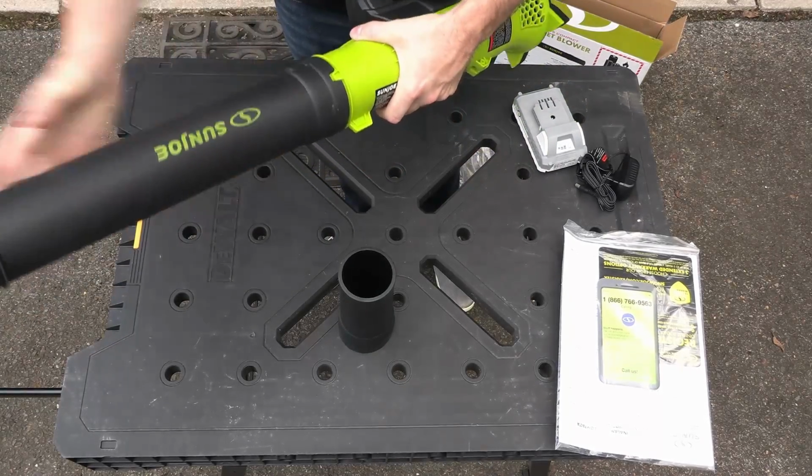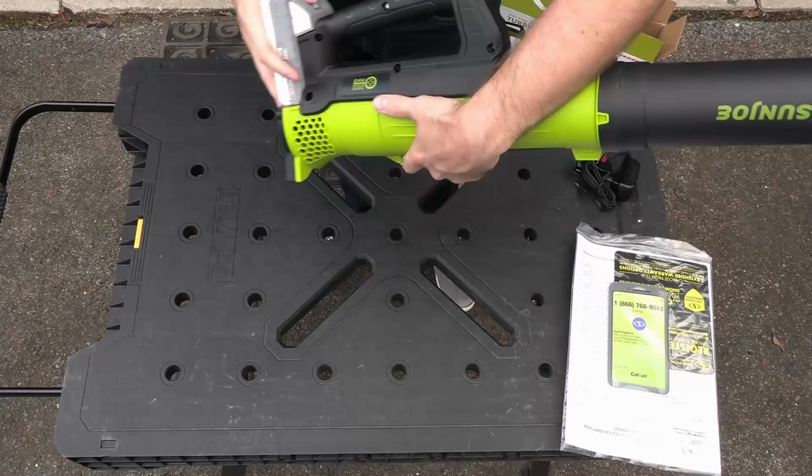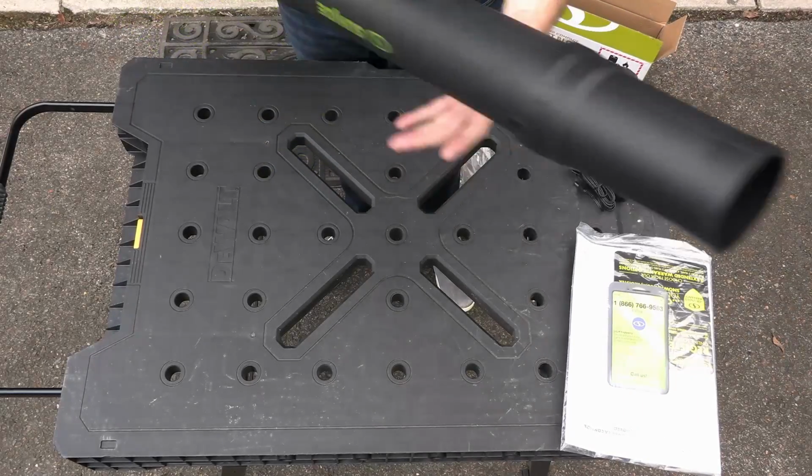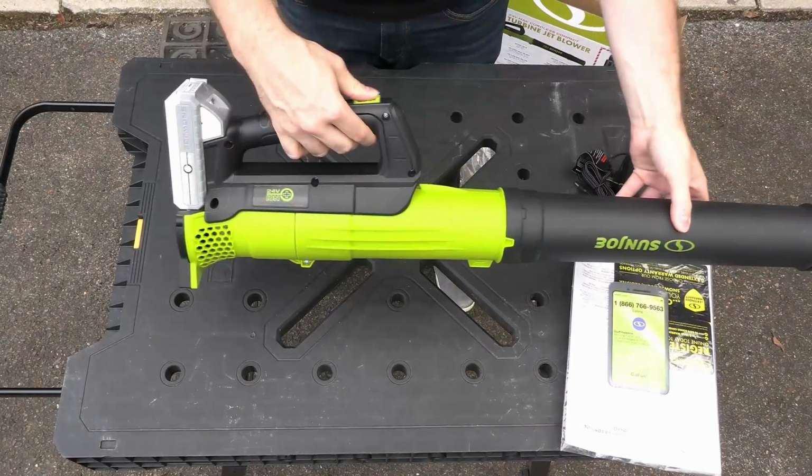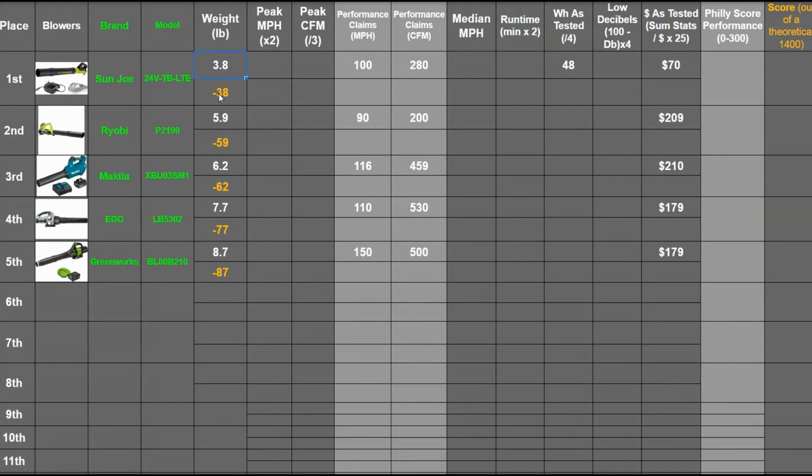That also keeps the weight down at only 3.8 pounds ready to blow, which means it will get dinged less on our new rank chart. 3.8 pounds means it starts with negative 38. Its smaller battery with 48 watt hours being divided by 4 in this column, affording it an additional 11 points. You can also now see this one's performance specs. The Sunjo advertises 100 miles per hour and 280 CFM.